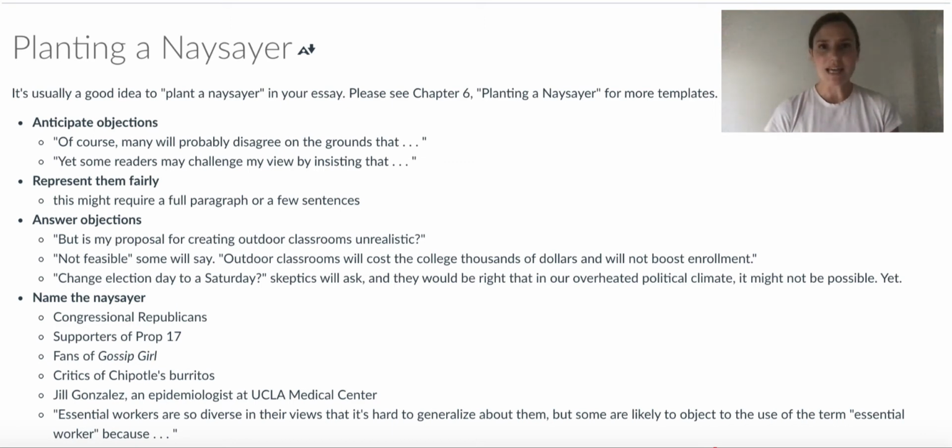Make sure you represent the opposing points of view fairly. There's nothing worse than watering down the other point of view or misrepresenting it. We want to avoid straw man or card stacking fallacies. So like I said before, to represent another point of view fairly, and to give yourself more credibility as a writer, you might want to spend an entire paragraph addressing what the other point of view is in its full complexity.